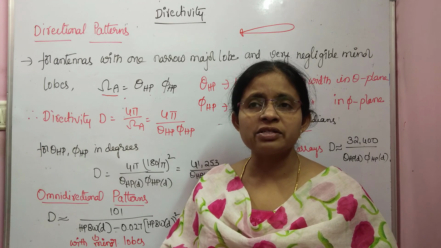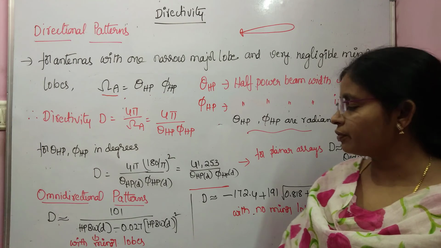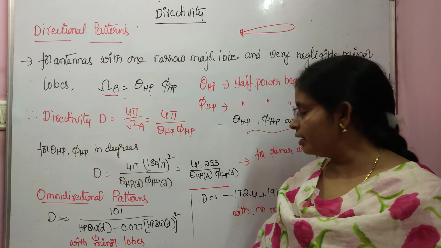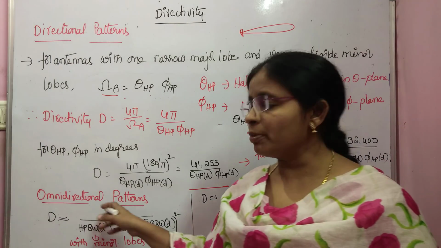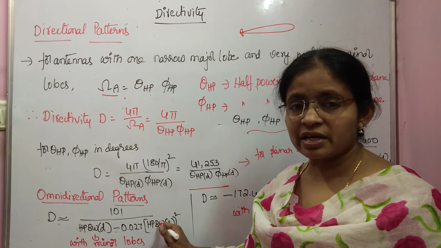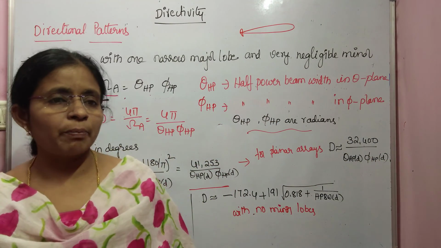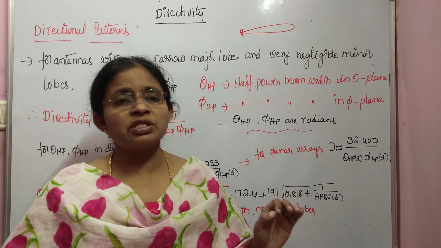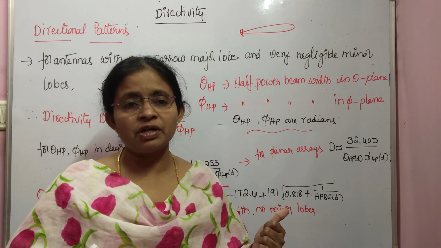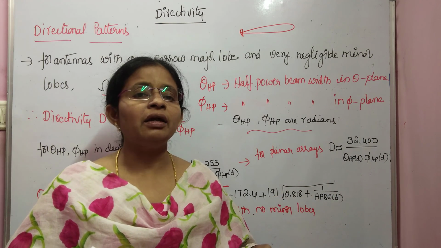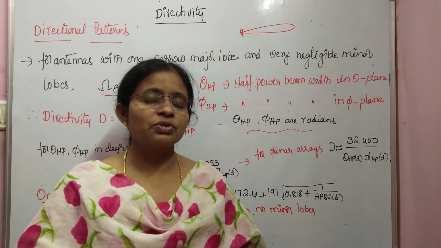Generally we measure them in radians, and if we convert to degrees, you will get this formula: 41,253 by theta HP in degrees and phi HP in degrees. For planar arrays this is the formula, and for omnidirectional patterns with minor lobes, this is the directivity, and without minor lobes that is the directivity. So this is about the major part of directivity, which is a figure of merit of an antenna. What performance can you measure with the directivity? As said in the starting, it is used to find the directional properties of an antenna. Okay, thank you very much.